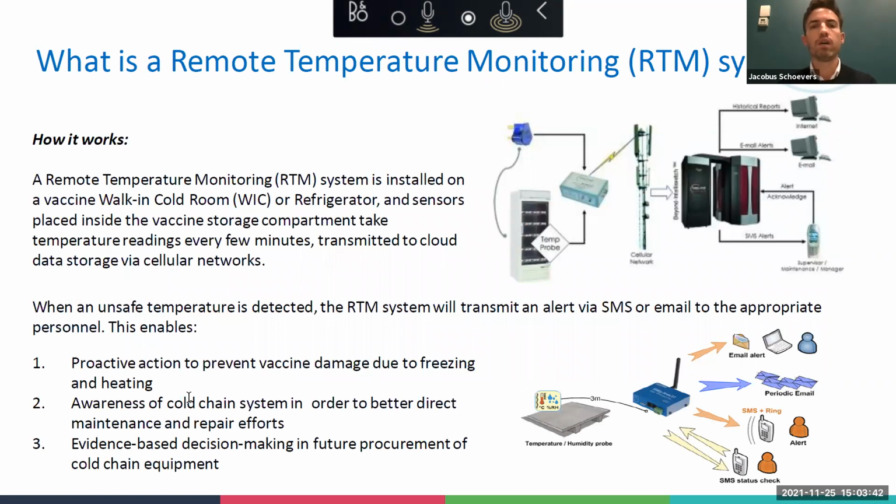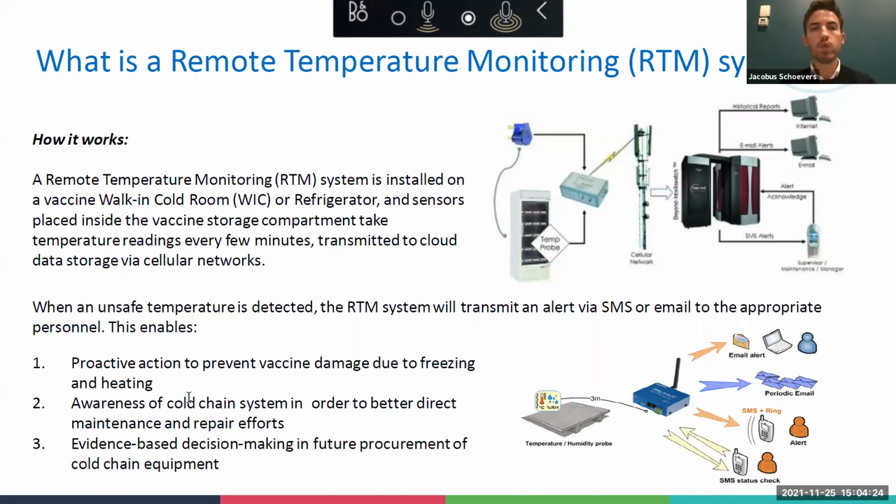So let's start off with a brief overview of what is a remote temperature monitoring system. As you can see on the screen here, a remote temperature monitoring system is typically installed on vaccine walk-in cold rooms or refrigerators. The sensors are placed inside the storage compartment and take temperature measurement readings every couple of minutes. That data is then displayed on a screen, but also transmitted via a cellular network to cloud data storage, where you can access the data on a central dashboard.